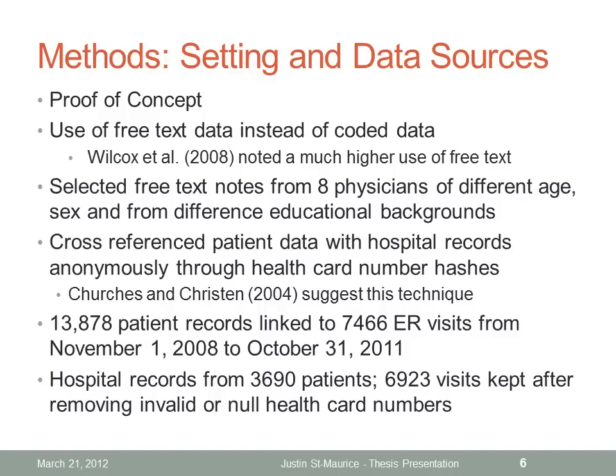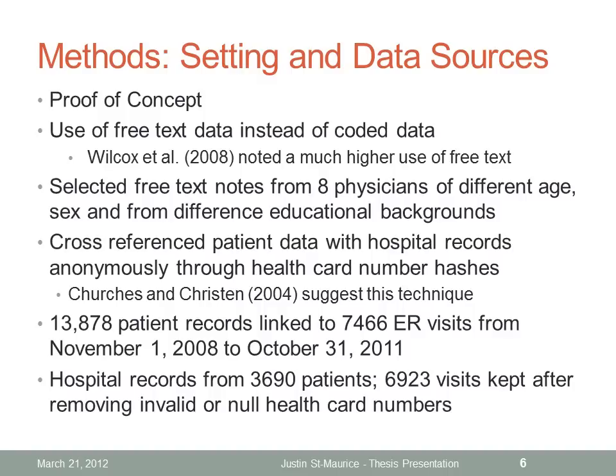In terms of data sources, the data was taken from 8 physicians that were of different age, sex, and from different educational backgrounds, and that was intended to give a statistically diverse sample also based on the availability of data. The idea was to prevent doctors with similar backgrounds from using the same terminology to describe the same things. So the data sample should have different types of free text describing different things from people with different backgrounds.